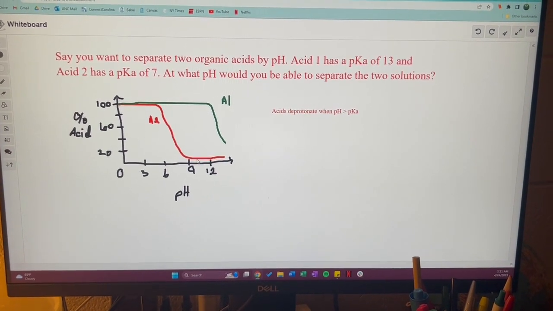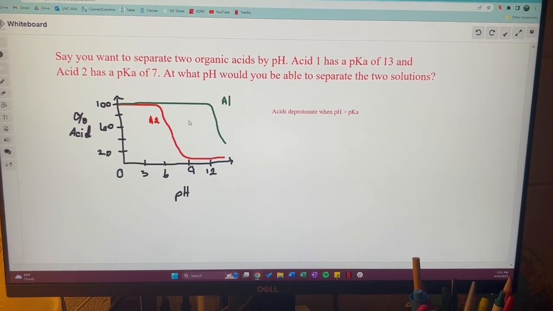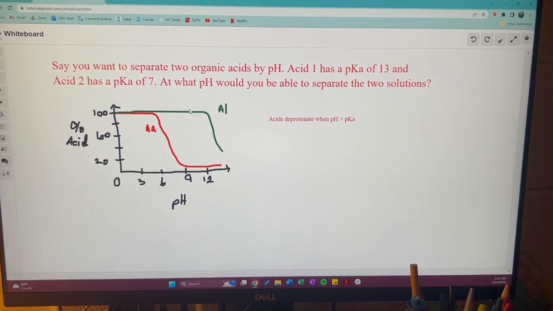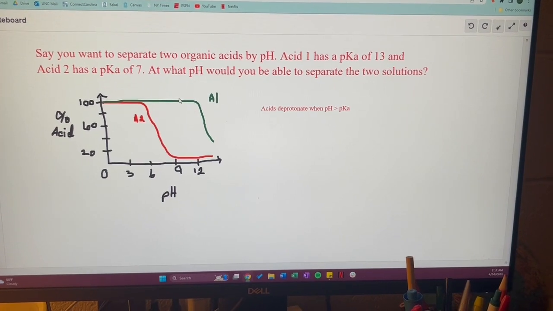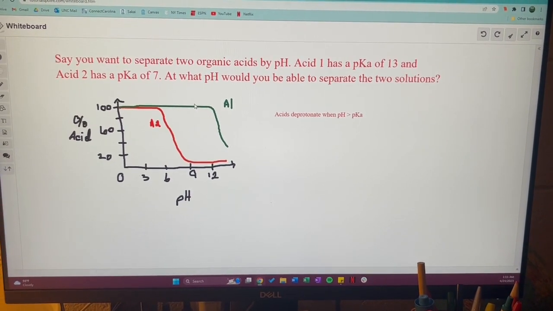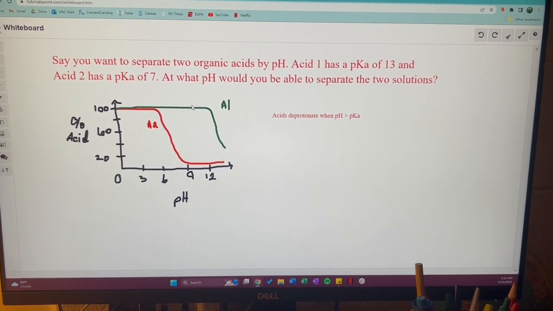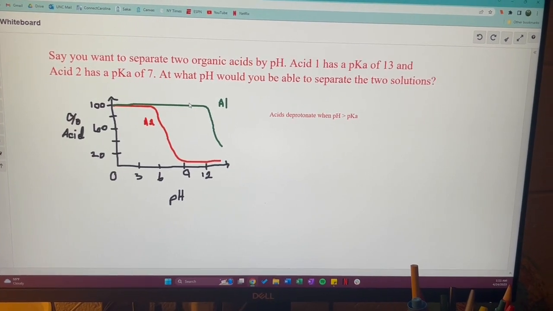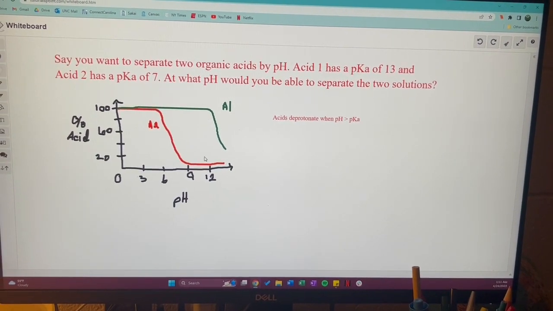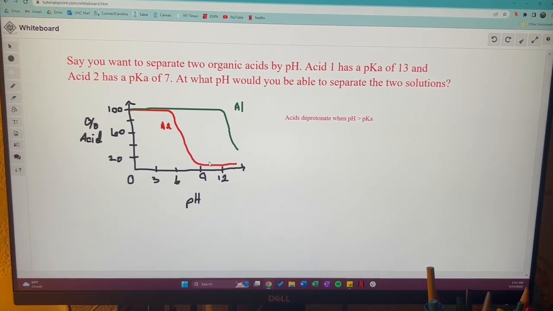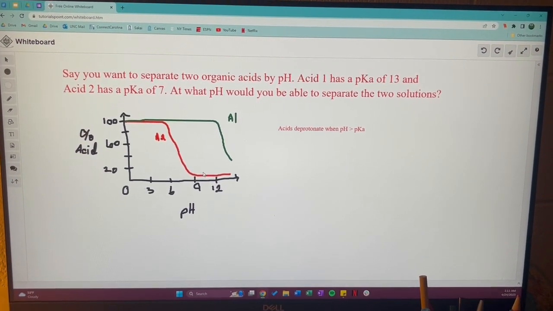And by this, you would be able to separate them, because students should also know that when in their neutral acidic form, acids will be in the organic phase, while in the deprotonated form, due to their charge, they'll now want to go to the aqueous phase, and this will allow for an extraction of one acid from the other.